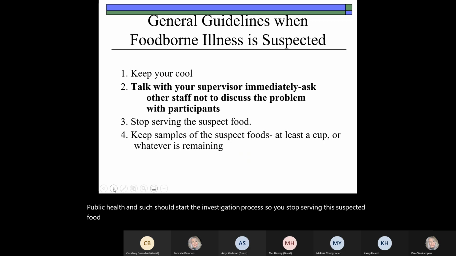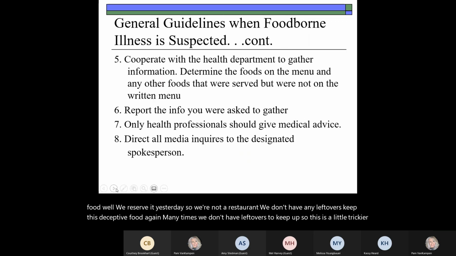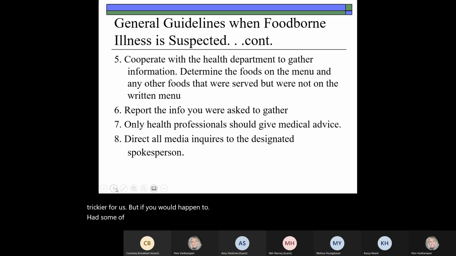Well, we already served it yesterday, so we're not a restaurant. We don't have any leftovers. Keep samples of the suspected food. Again, many times we don't have leftovers to keep. So this is a little trickier for us, but if you happen to have some of it, you keep it, don't throw it out, and then report it to the health department and cooperate with them.